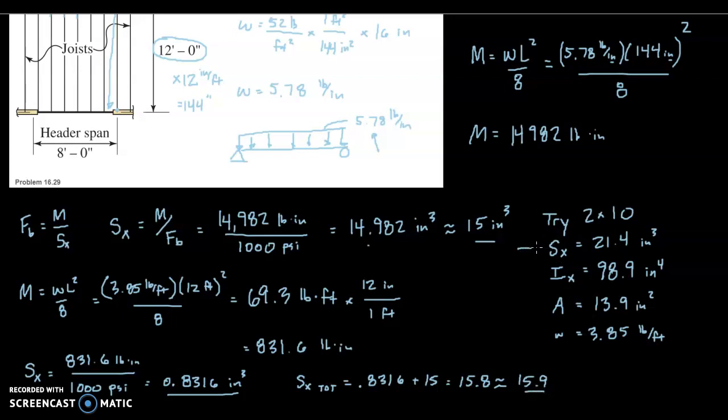Are we providing that with our 2x10? Yes, we are. It has a section modulus of 21.4. So 15.9 is less than the 21.4 we have provided, so it is still okay with regard to bending stress. So I think that's a good stopping point right there. I'll pick it up in the next video looking at deflection and shear.